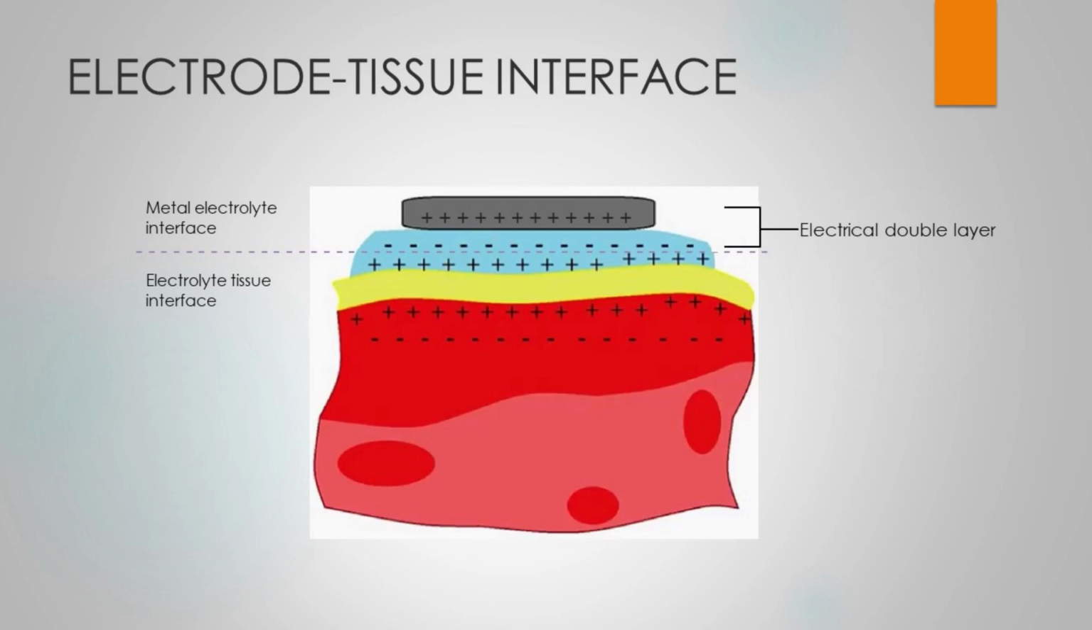In metal electrolyte interface, there is a tendency for each electrode to discharge ions into the solution and for the ions in the electrolyte to combine with each electrode. The net result is the creation of charge gradient at each electrode, which is also called electrical double layer. The electrolyte tissue interface also produces the capacitance effect and stores charge. The potential developed in electrode tissue interface is called the electrode offset potential.